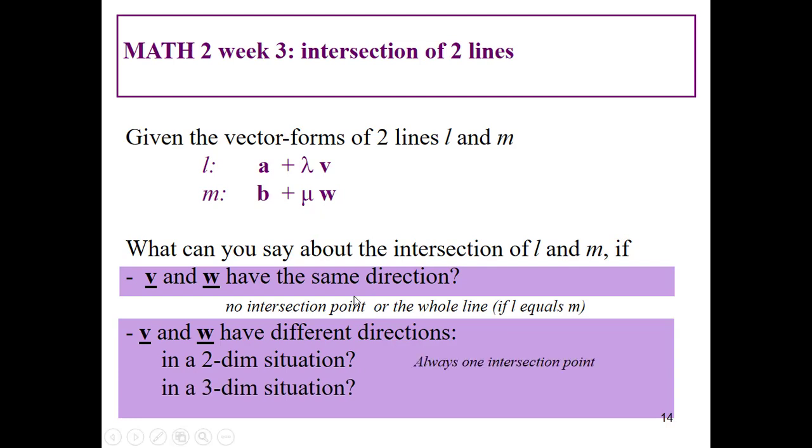If we look at a three-dimensional situation, then of course we can have two vectors in different directions, but not on top of each other. So just imagine you have two tables standing on top of each other. Then one of the vectors could lie like this on one of the tables, and the other vector could lie like that on another table, and then still they wouldn't meet because they're exactly on top of each other. So in a three-dimensional situation, it's quite possible that there is no intersection point, even if they have different directions.